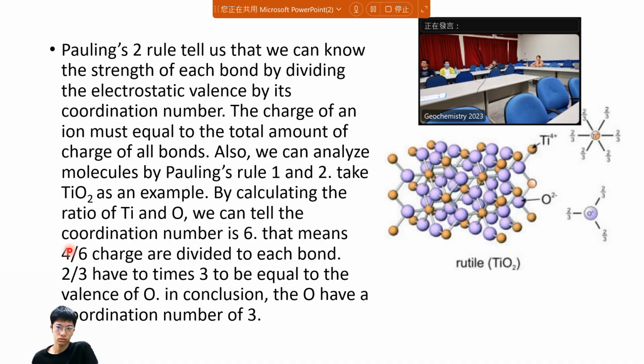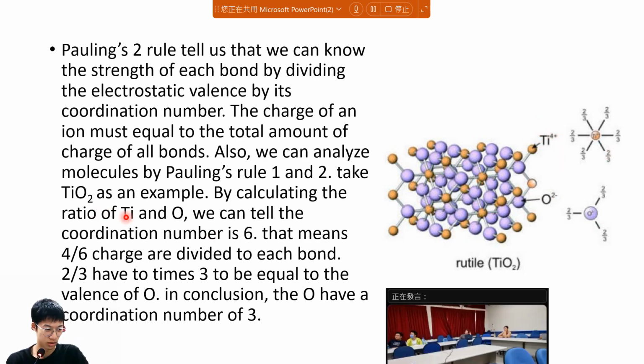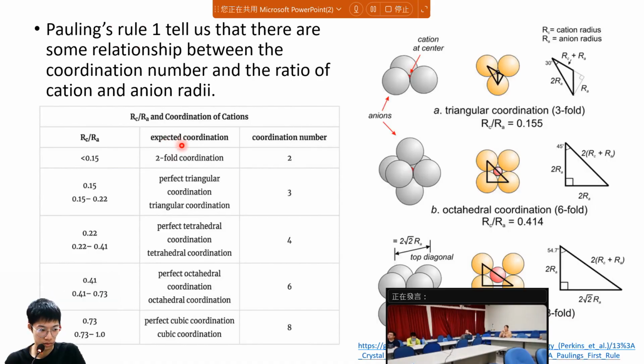Is there a link between the number you write and the figure, when there is something like Ti 4+ or O 2-? I think because the coordination number of titanium is 6 and its valence is 4, we have to make it 4/6. The name of this number is the strength of the bond, which in short you can call bond strength. And what's the definition of bond strength? Dividing the valence by its coordination number. How do you determine its coordination number? Can you explain that again? To calculate the ratio of cation and anion radius.